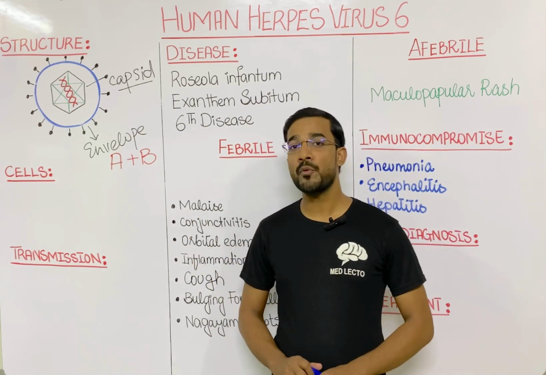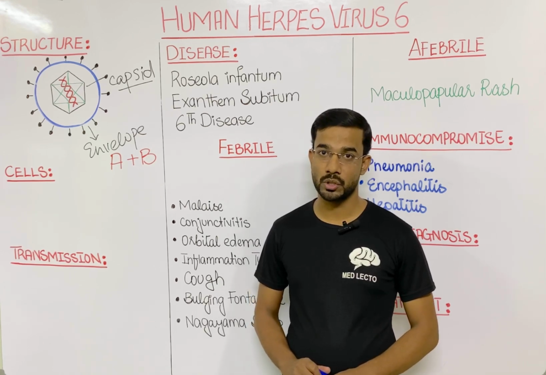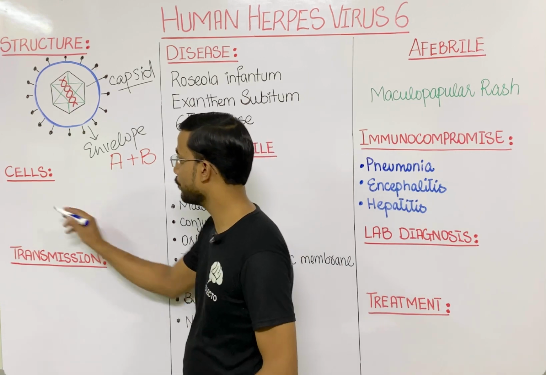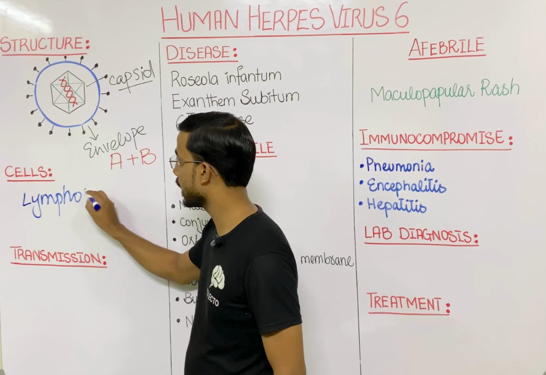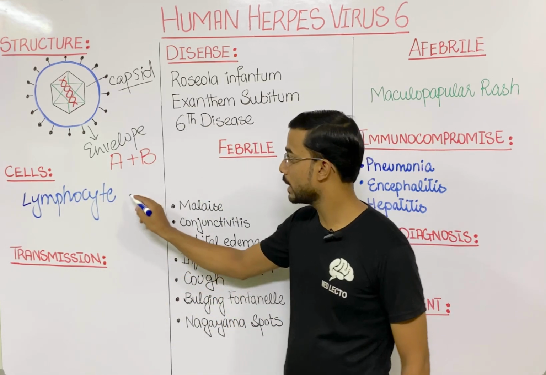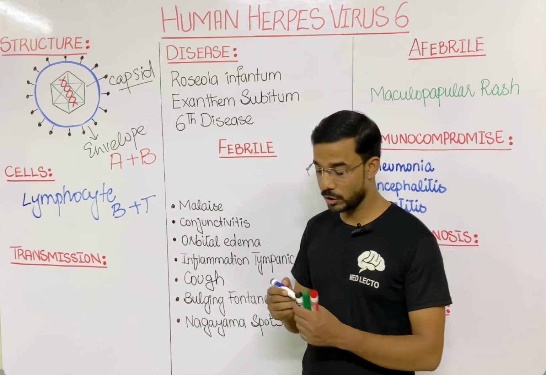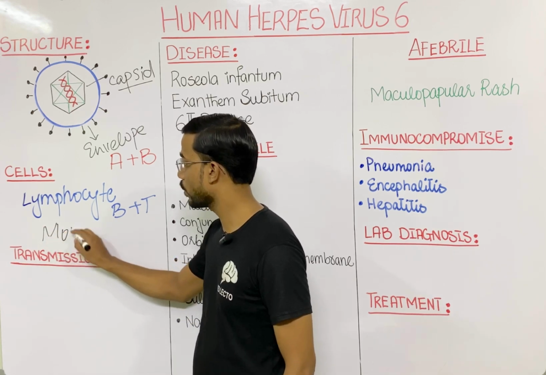So what type of cells will be affected by human herpes virus 6? Two most important cells. First one is the lymphocytes. It includes both B and T lymphocytes, and you can also see the monocytes as well.